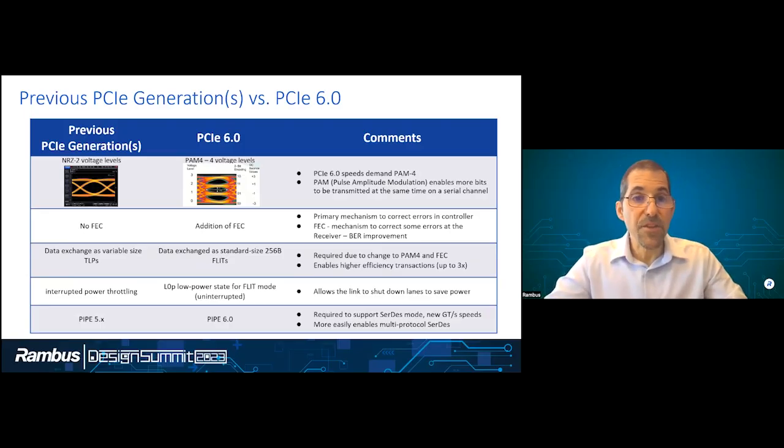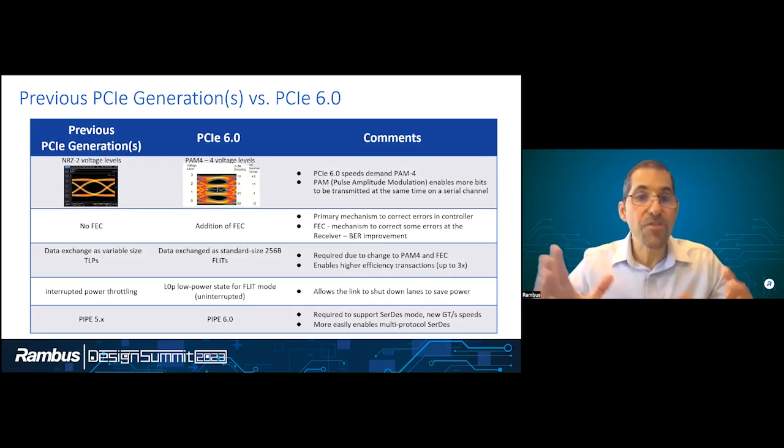And you can see that, if you want to call it noise or what have you, because you're dividing that same amplitude in 3 eyes, you're reducing the amplitude for sure, but you're also reducing the UI, the unit interval in which the receivers can sample the eye. So it adds a lot of complexity.